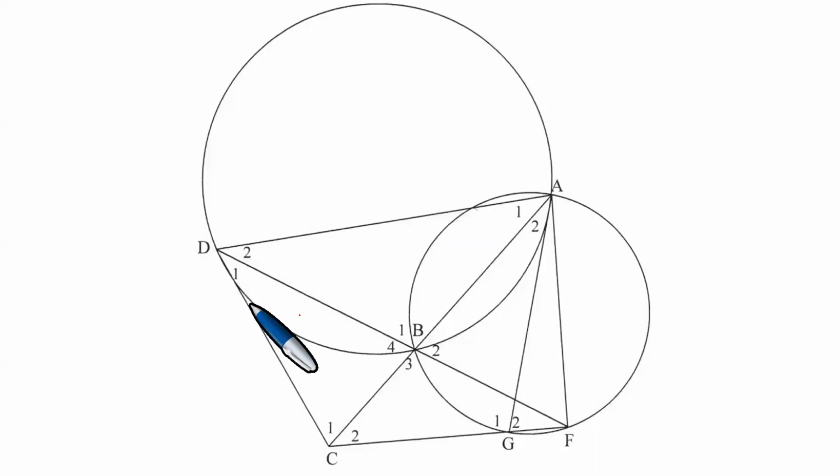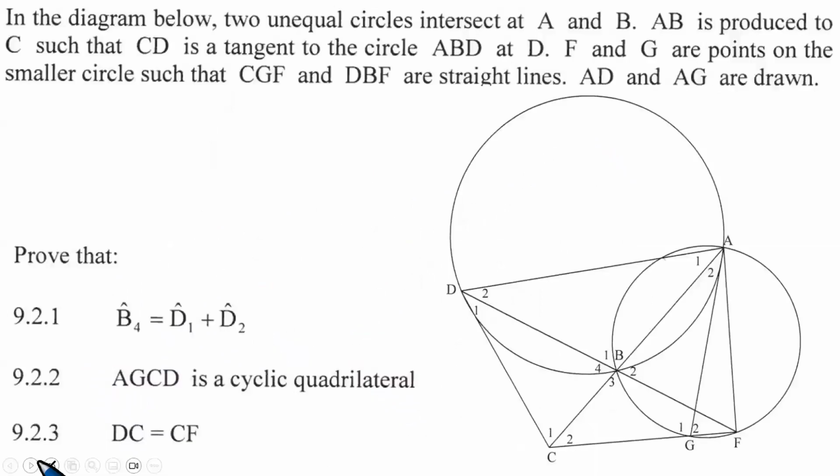Right, we have this Euclidean geometry question in front of us, and we want to solve it step by step. This is a past exam question, and we proceed to solve it. In the diagram below, two unequal circles intersect at A and B. Okay, they intersect at the points A and B.